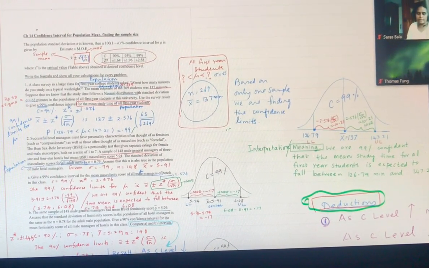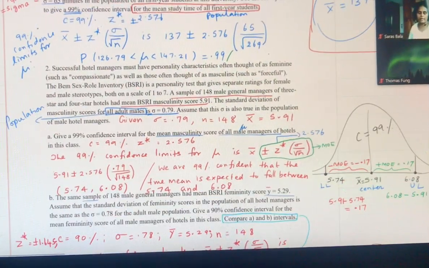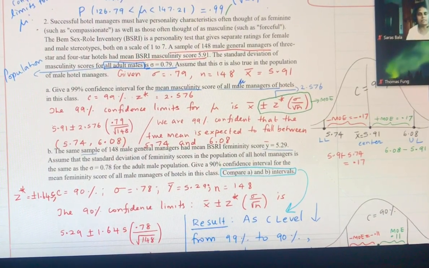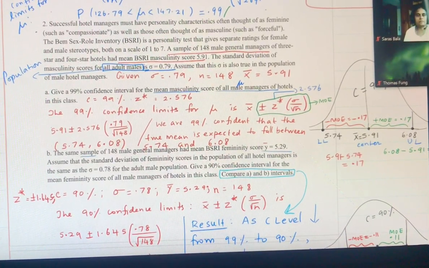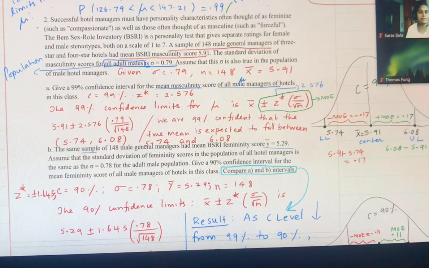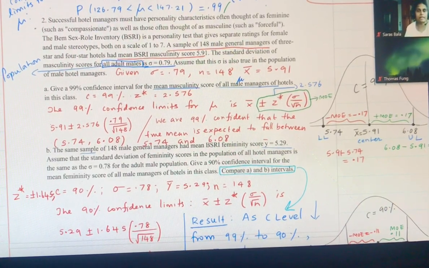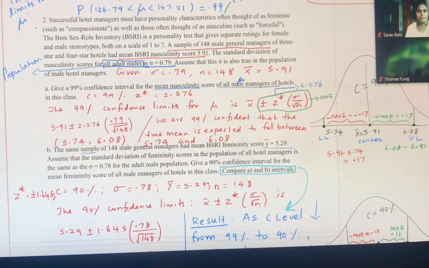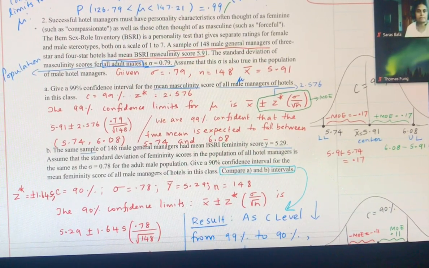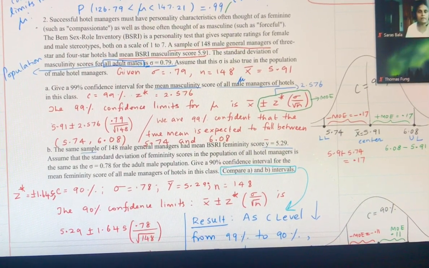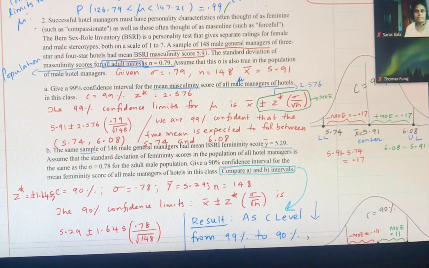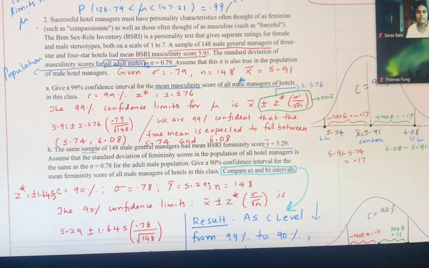All right. So the next problem is again, if you read the question, you are given some information. The population standard deviation is given to be 0.79. And you are given the sample size is 148, and then the average coming from the sample of 148 is 5.91.